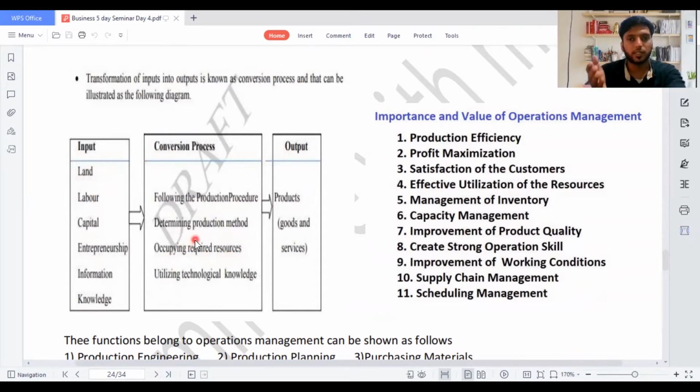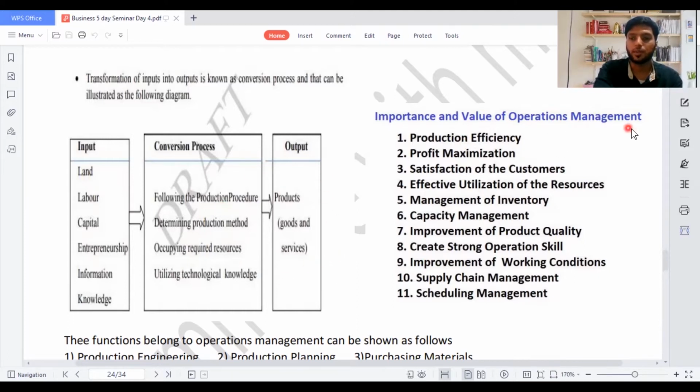So each management has a different way of process. You need to be very concerned, because each process is different to the management which they are actually doing. So production has a different process, and management has a different process. Here they might ask, you need to follow a particular procedure when you convert. Then you need to decide which type of production method you're going to use. Finally, you take all the resources and use the technology to produce the goods and services.